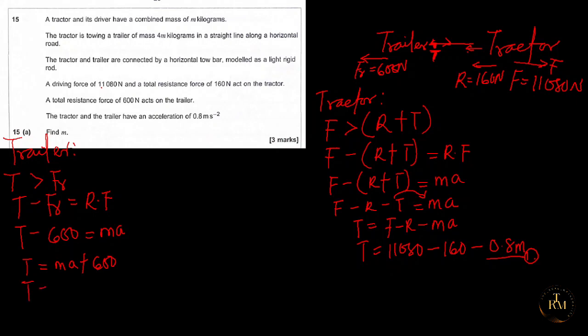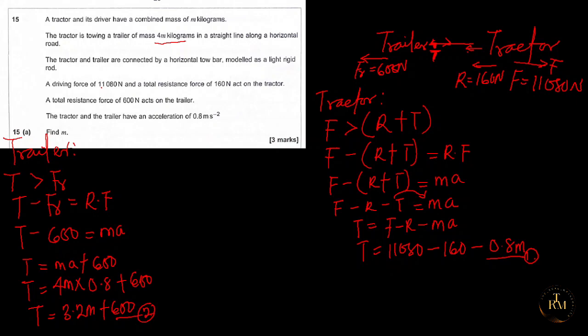Now remember that it already gave us the mass of the trailer to be 4m kilograms. So the mass here is going to be 4m, times the acceleration 0.8 given to us, plus 600. So we have our tension to be 3.2m plus 600. I'm going to call this equation 2.